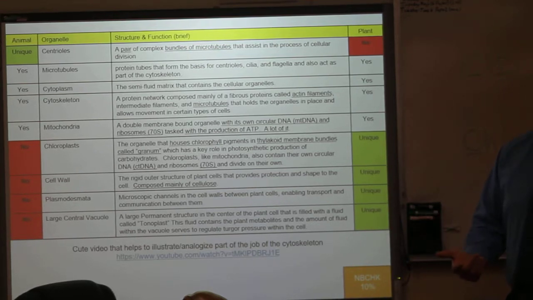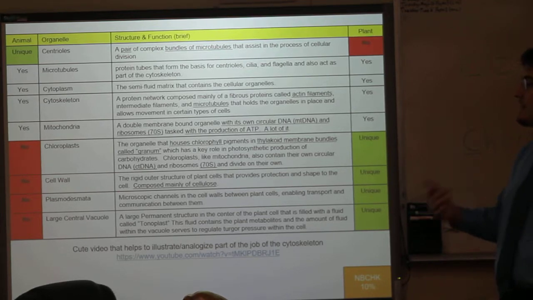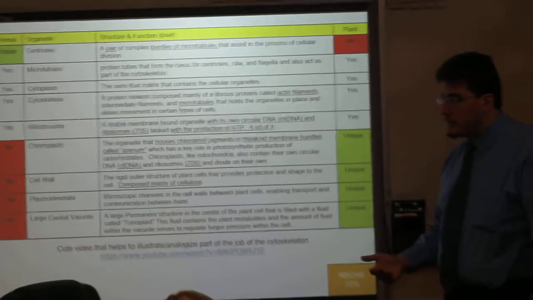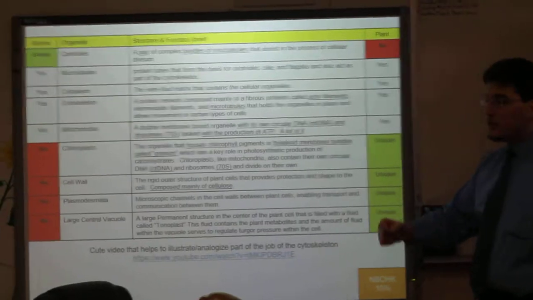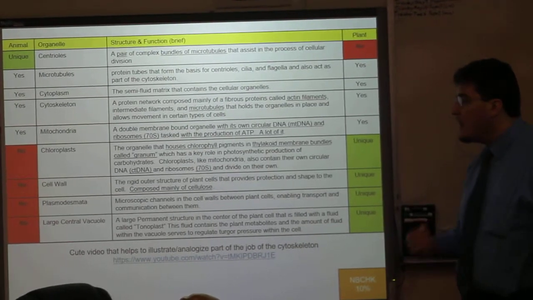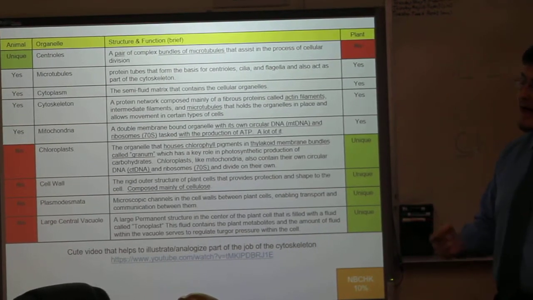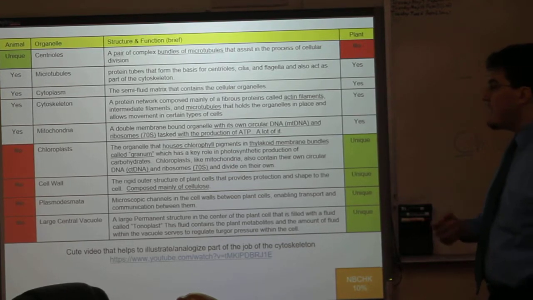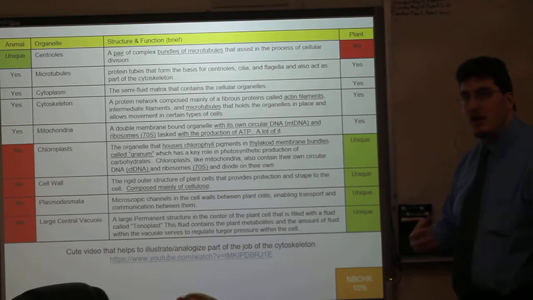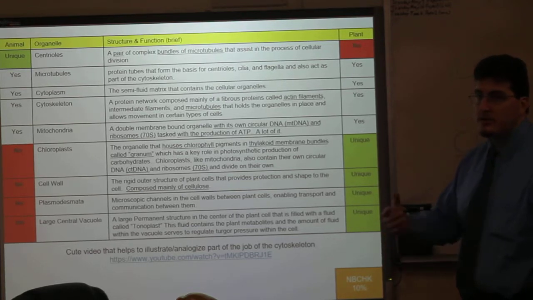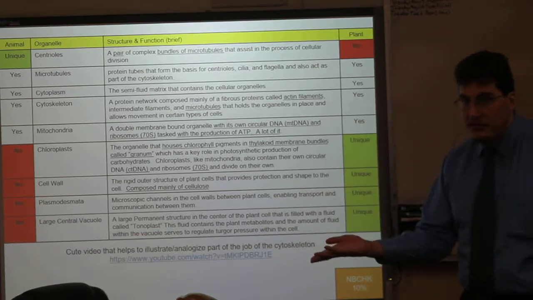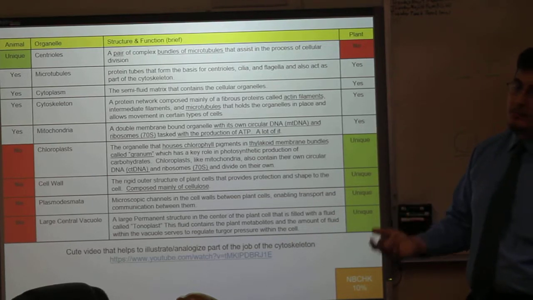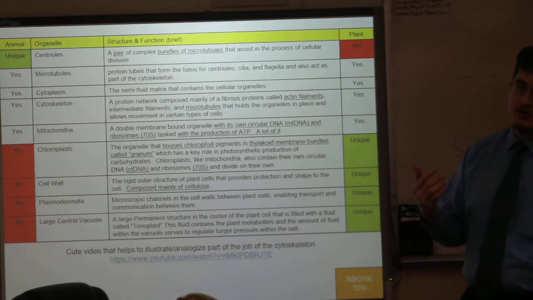Large central vacuole is an organelle in the plant. It is a large permanent structure which contains fluid, and it is surrounded by the tonoplast. The tonoplast controls the tone of the cell. Now, this is part of the regulation of turgor pressure, whether or not a plant is turgid. So when a plant wilts, it has low turgor pressure. When a plant is rigid, it has high turgor pressure.